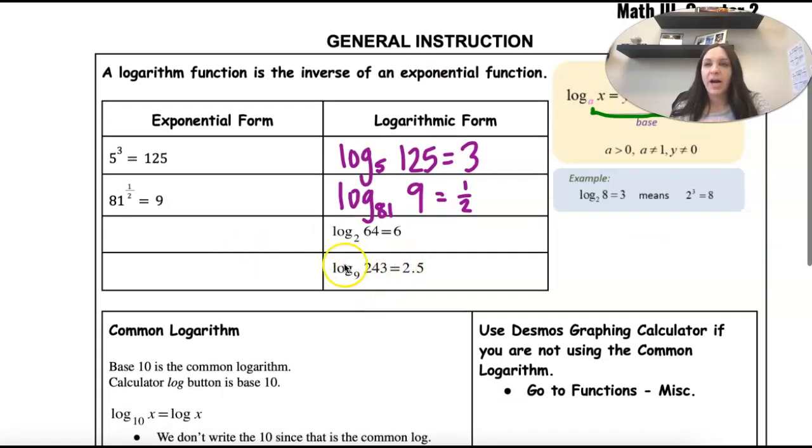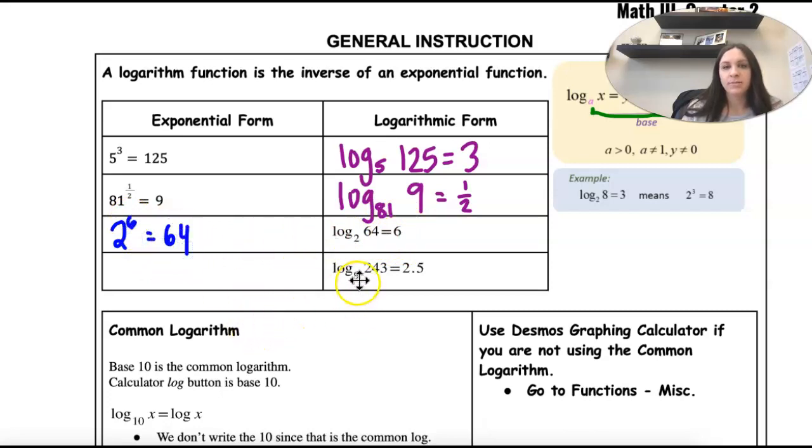And then we can go back. So 2 is the base, that's the big number. Remember, the exponent's the answer, so 2 to the 6th power is equal to 64. And this one, log base 9, so 9's the base. The exponent is the answer, equals 243.